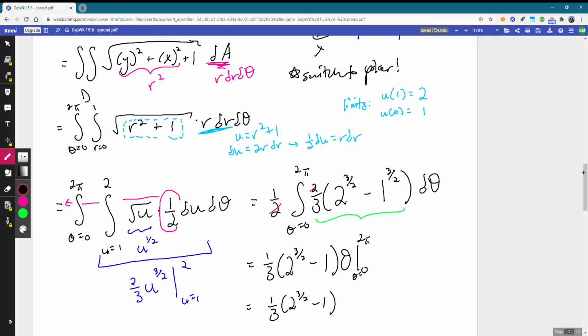So plugging in 2 pi, we'll get that, and then when we plug in 0, it'll all disappear. And so our final exact surface area is what we see in front of us.